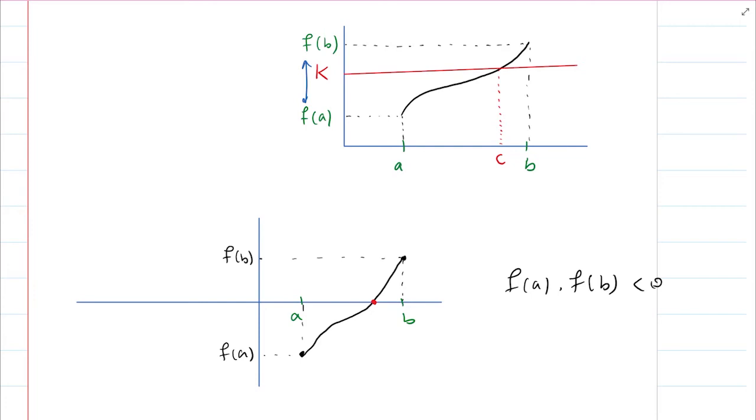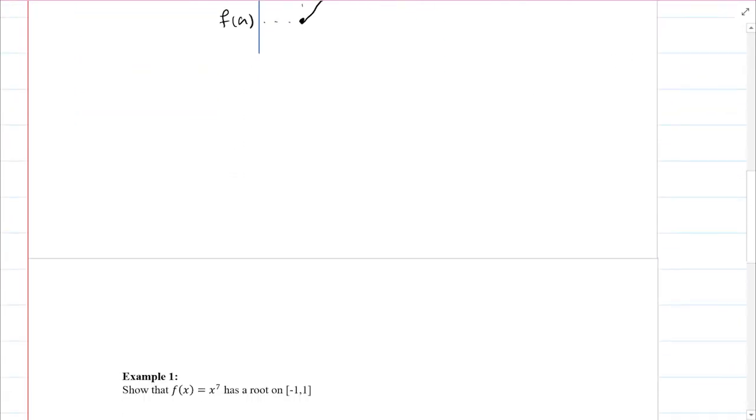In some cases, we're not able to solve for roots of a function algebraically. This method would be really, really handy. So let me give you examples. Show that f of x equals x to the 7 has a root on negative 1 to 1.